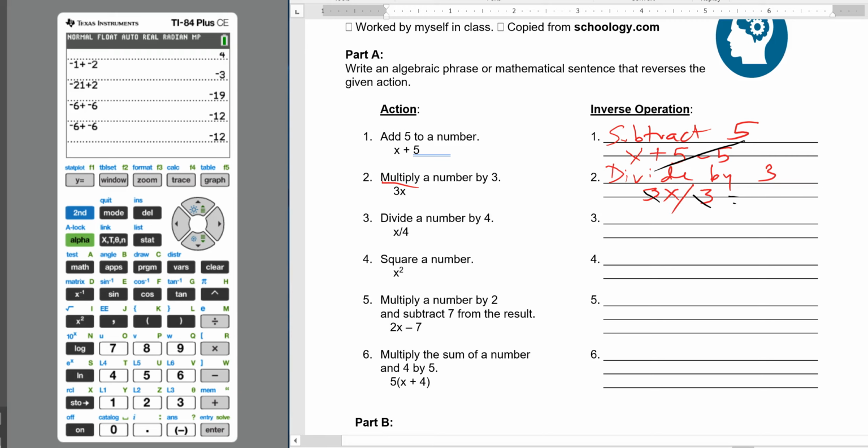Okay, divide a number by 4. Inverse operation is to multiply by 4. So x over 4 times 4, we'll have the 4's cancel.